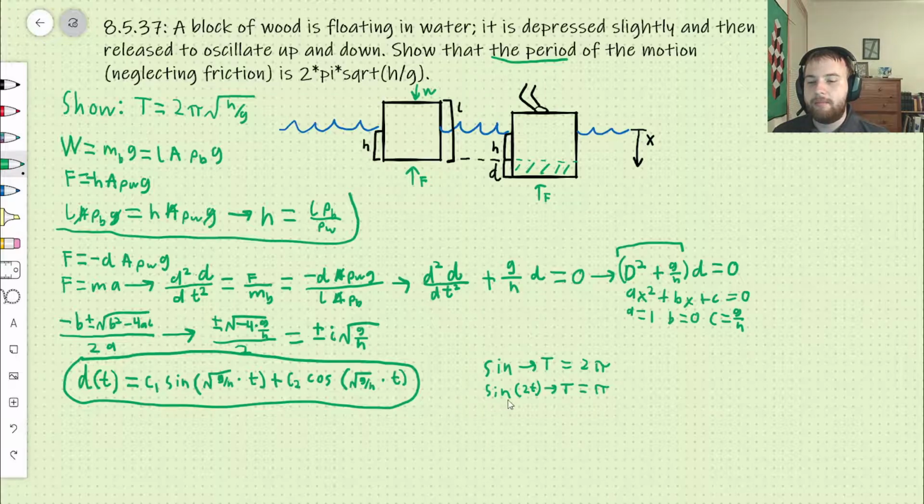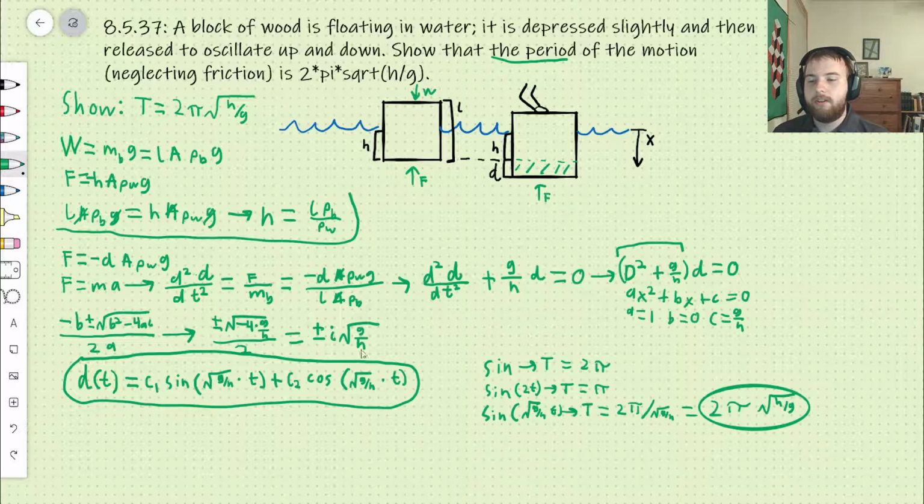So by the exact same logic, notice how when we multiply t by a number, we divide by that number for the period. So by the same logic here, remember we're starting out at 2 pi, sine of square root g over h t. For that, the period is equal to 2 pi divided by square root of g over h, which is equal to 2 pi times the square root of h over g. And this is the real answer to the question.